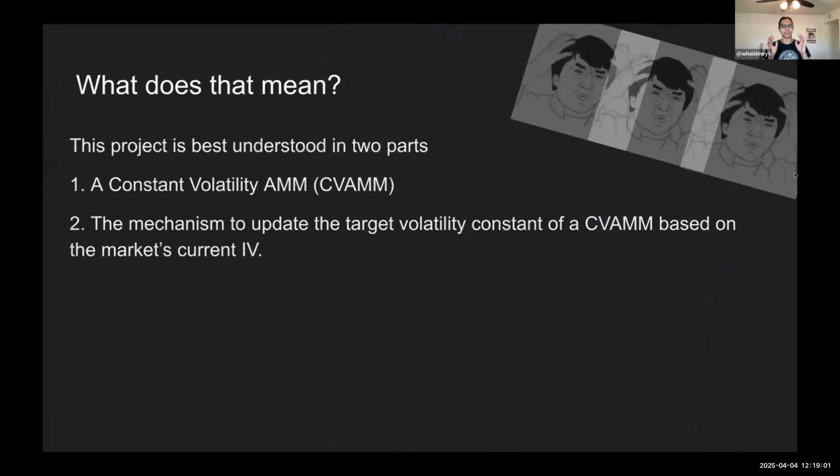So this project is best understood in two separate parts. The first is a constant volatility AMM. And then the second part is a mechanism to update the target volatility constant of a CVAMM.